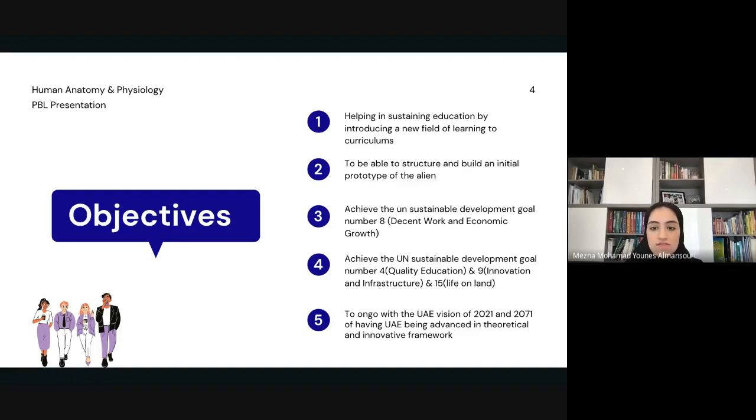And to go with the UAE vision of 2021 and 2071 of having the UAE be advanced in theoretical and innovative frameworks. So we can conclude all of this by saying that we aim to design an alien model for science fiction filming, and this model is based on two things. First of all, understanding the good adaptation of human beings' bodies living on Earth, plus understanding the changes the human body undergoes when traveling to space.